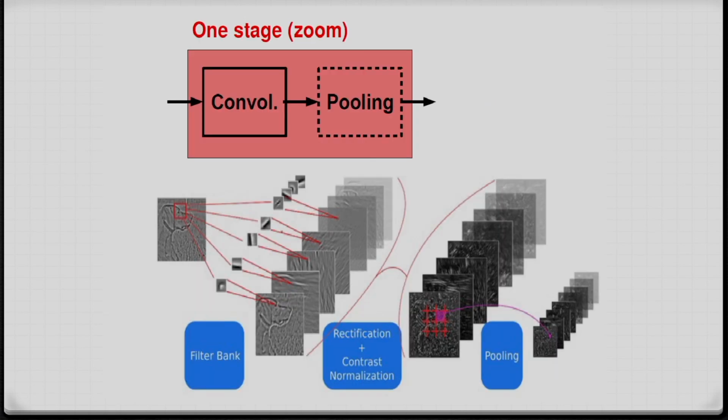So finally, if I consider one stage of this architecture, I have the convolution layer and after this I have the pooling layer. So you can see, corresponding to this image I am applying a number of filters. You can see the number of filters like this. So that is the filter bank. After this I am doing the convolution. So I will be getting the feature maps. So you can see, these are the feature maps.